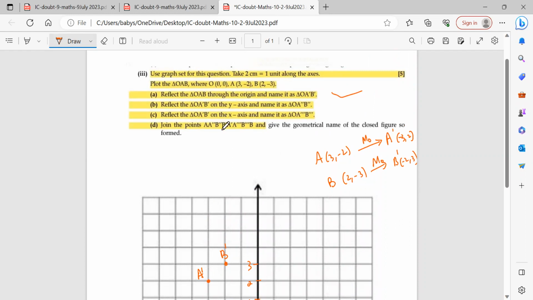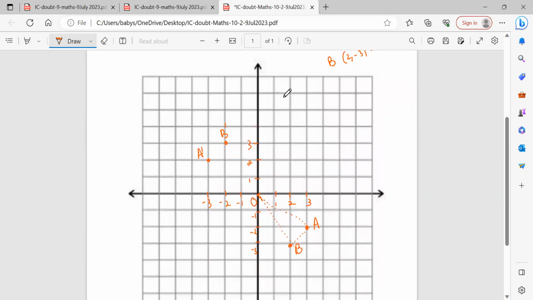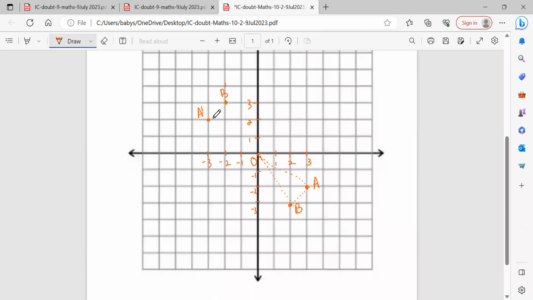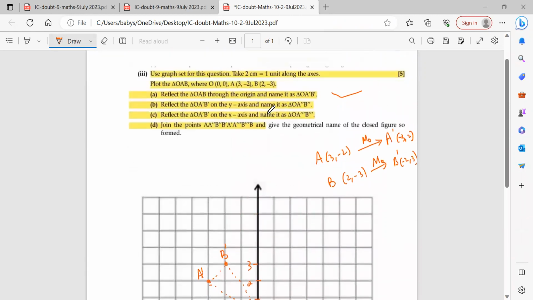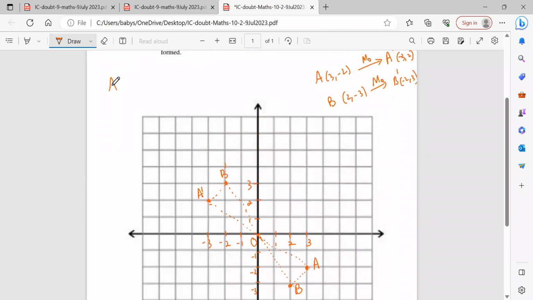Reflect O, A dash, B dash on the y-axis. Okay. So basically you're getting another triangle. If I'm going to join them with dotted lines, see, this is what it looks like. Okay. So you're going to reflect it about the y-axis. So remember, now what is A dash? A dash is minus 3, 2. What is B dash? Minus 2, 3. So both of them are subjected to this reflection, isn't it?